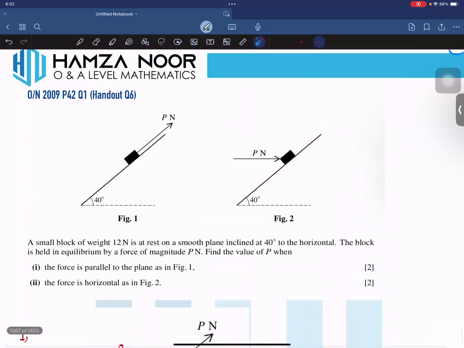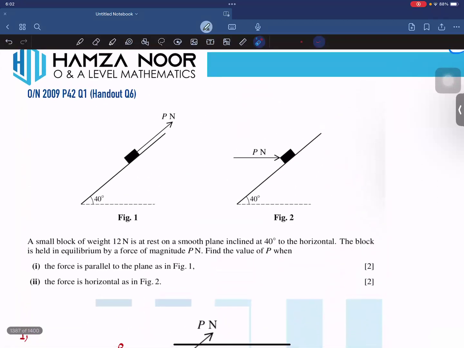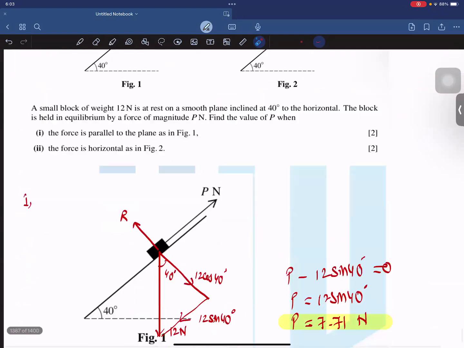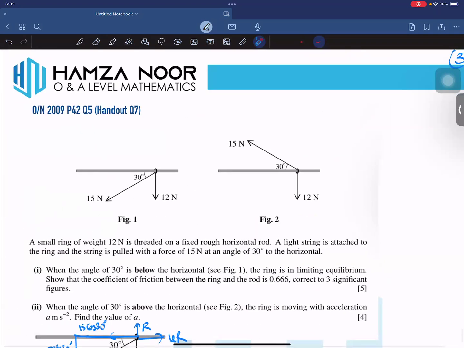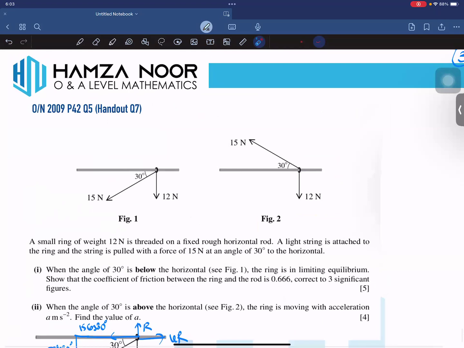So this was basically question number 6 of the handout. After this, we have handout question number 7, which is October 2009, paper 42, question number 5, same paper. The question is saying that a small ring having the same weight, which is 12 Newton, is threaded on a fixed rough horizontal rod. A light string is attached to the ring and the string is pulled with a force of 15 Newton at an angle of 30 degrees to the horizontal.